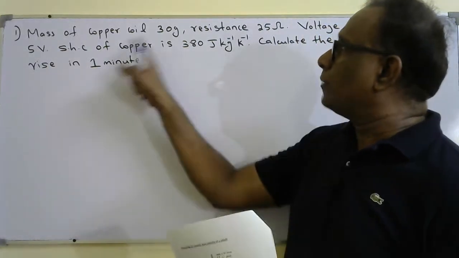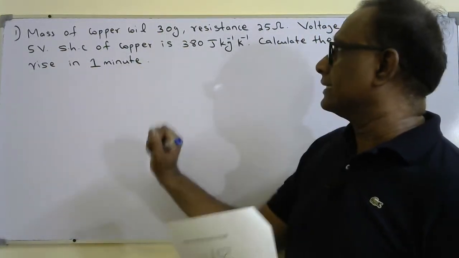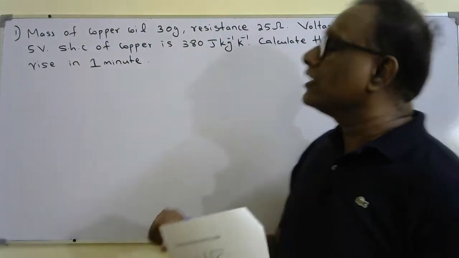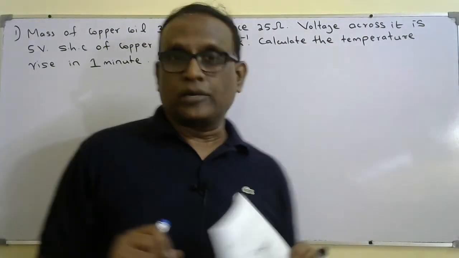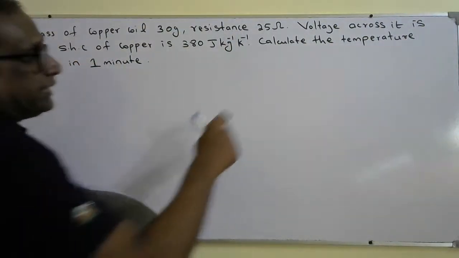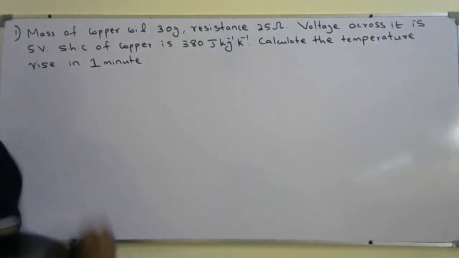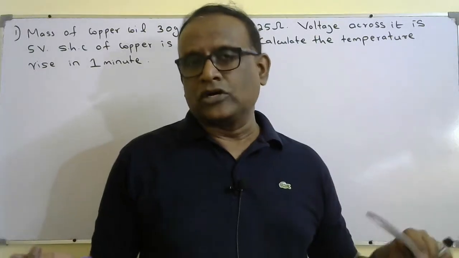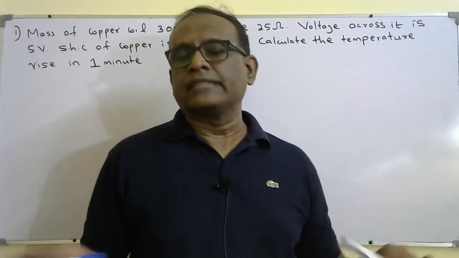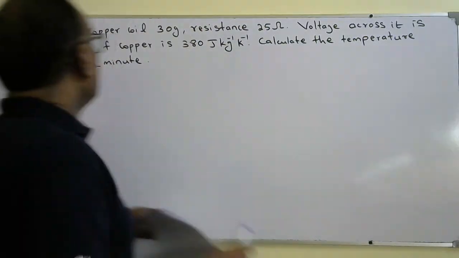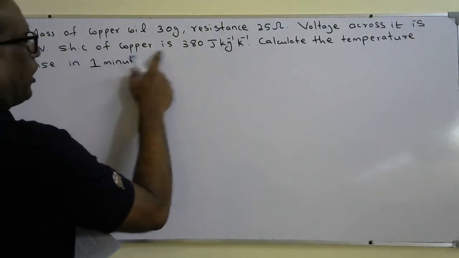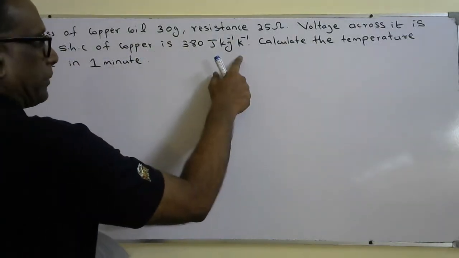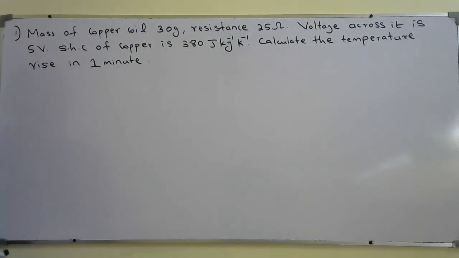A thermally insulated copper coil has mass 30 gram and its resistance is 25 ohms. A voltage of 5 volt is applied across the ends of the coil. So the coil is going to get heated because there's a current flowing through it, so the temperature of the coil will increase, right? The specific heat capacity of copper is 380 joule per kilogram per kelvin. Calculate the temperature rise in 1 minute.